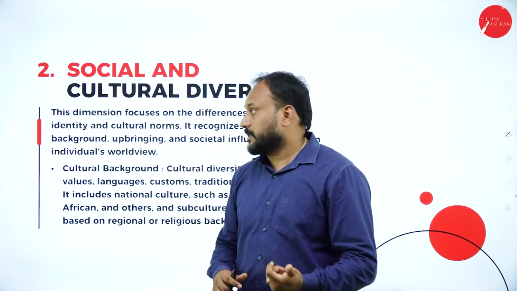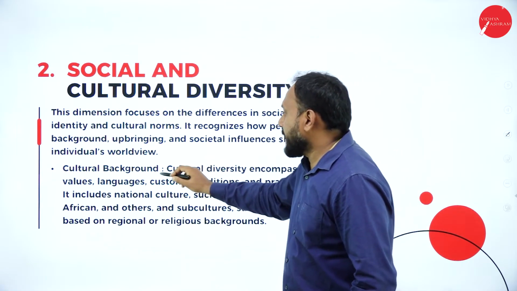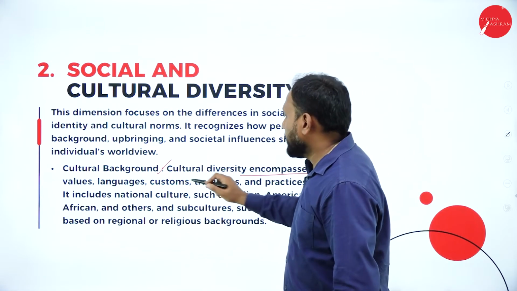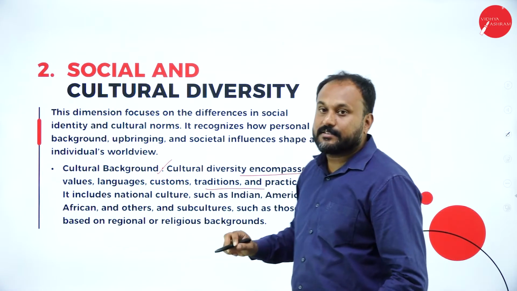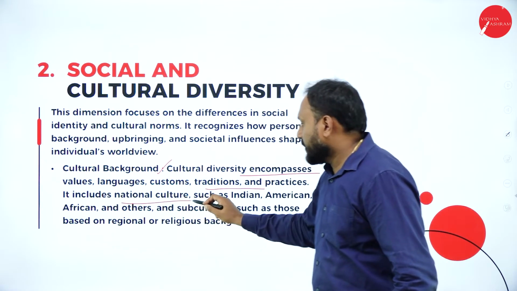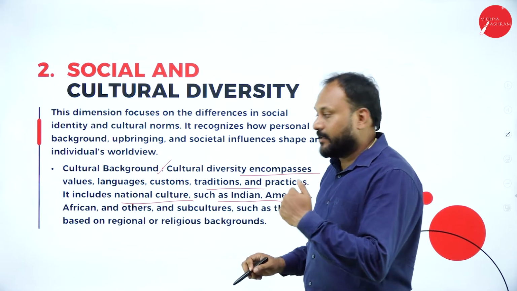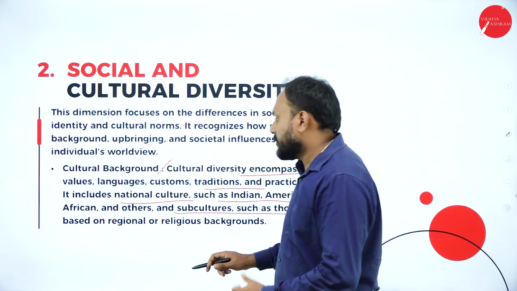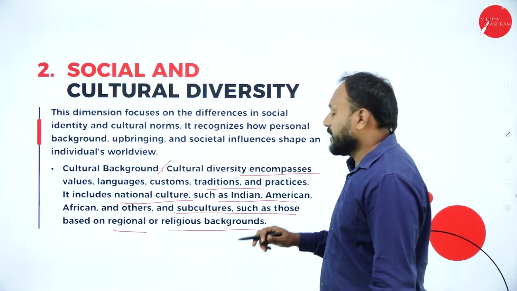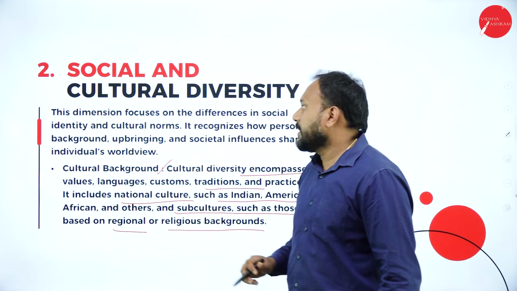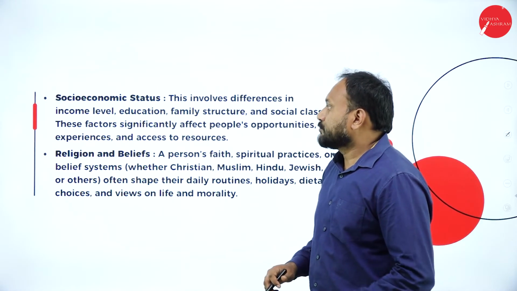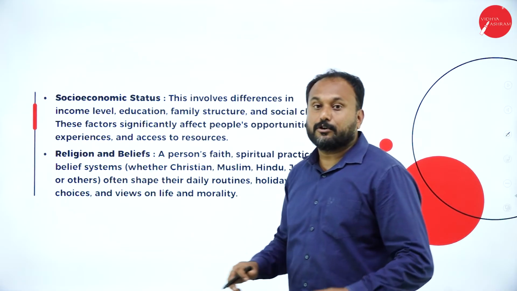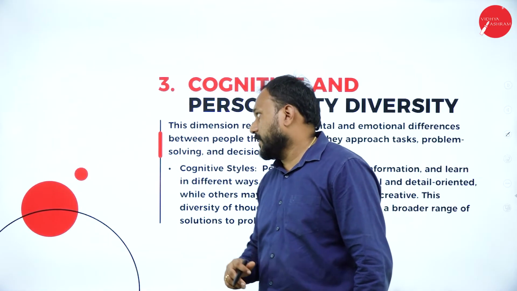Social and cultural diversity. Here, cultural background, that is cultural diversity, encompasses values, languages, customs, traditions and practices. That includes national culture such as Indian, American, African and others, and subcultures such as those based on regional or religious background. That is social and cultural diversity. Now here socio-economic status also refers to that. Religion and belief also depend on the diversity.